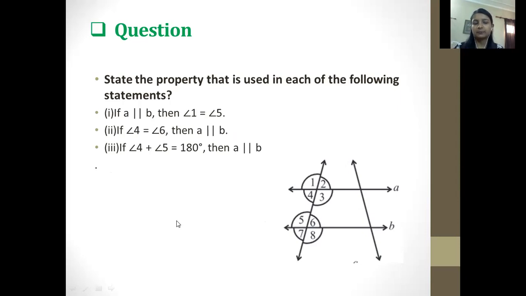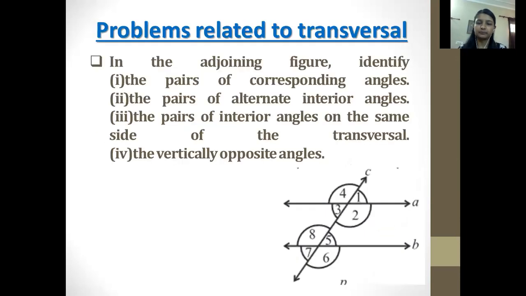What about the third one? If angle 4 plus angle 5 equals 180 degrees, then A is parallel to B. Yes, this also satisfies the question. That means the angles which are inside the two lines on the same side of the transversal are making 180 degrees. So yes, we would be solving other questions for the same. We already explained it quite well.